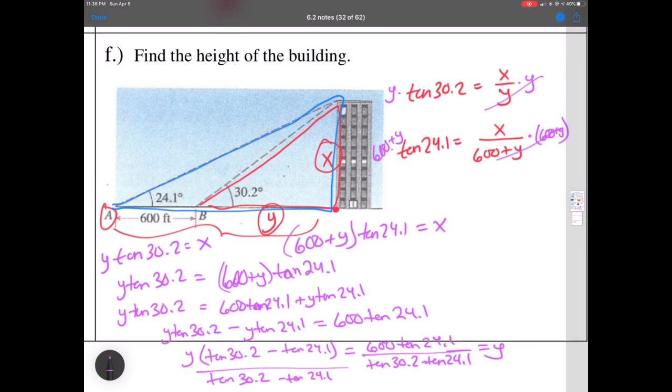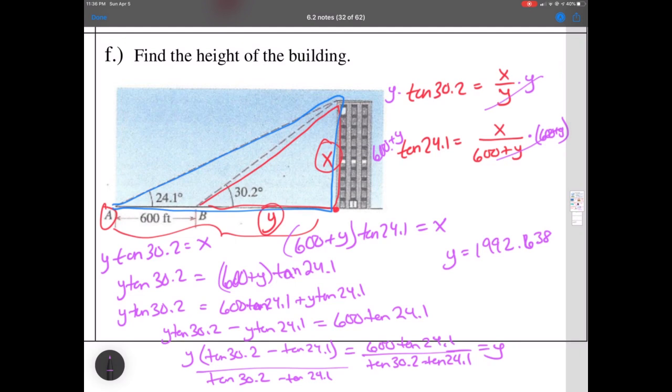So I'll type that in. Remember to use the fraction bar in your calculator, or you may be using Desmos. Either way, make sure you put it in correctly so that it does the correct order of operations. And remember to close your parentheses after you do the tangent function. So y equals 1992.638. Now I need to find out what x is.